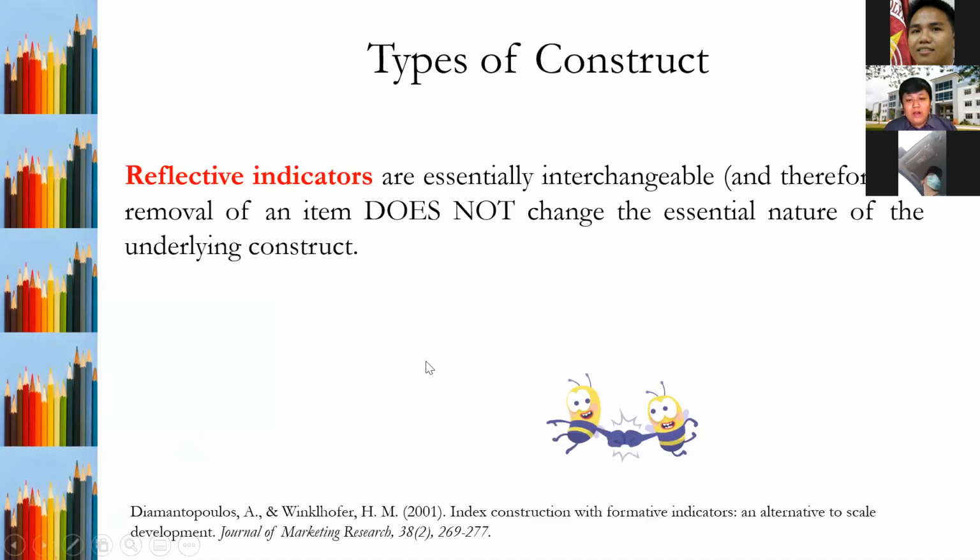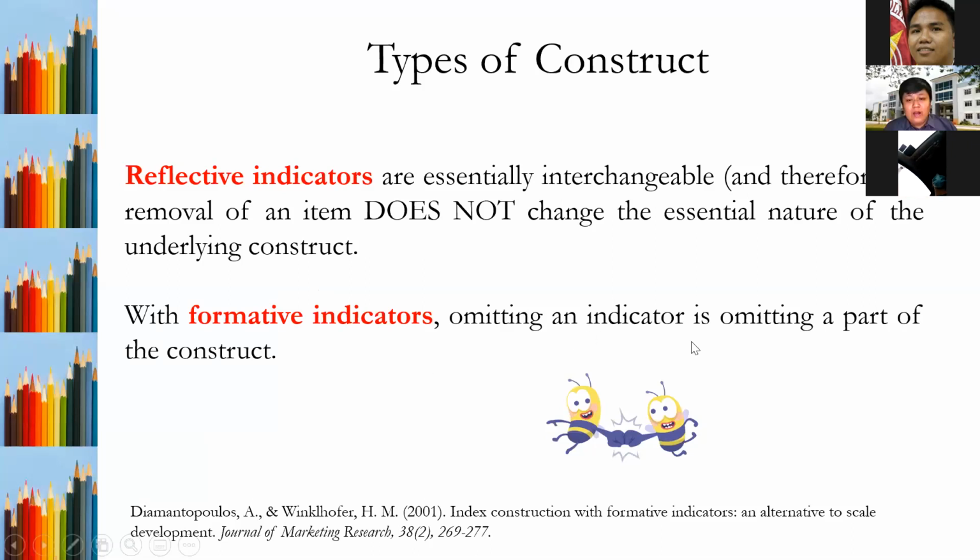So you will see here, with formative indicators, omitting an indicator is omitting a part of the construct. In a formative indicator, if you will be removing one of the items, it means you are removing one part of the construct. Unlike with reflective indicators, if you have 3 items and you will be removing one, those 2 items can still measure the construct. It can still represent the latent variable. Okay, so that's the difference between reflective and formative.